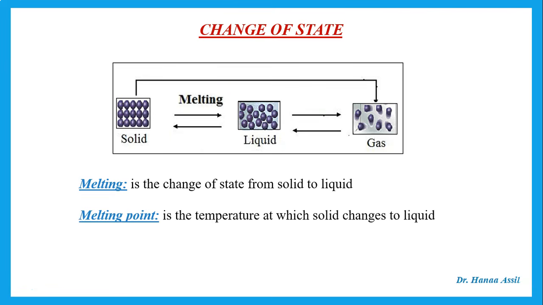What is meant by melting point? Remember, melting happens at a specific temperature. This can be referred to as melting point or melting temperature. So melting point or melting temperature is the temperature at which solid changes to liquid.